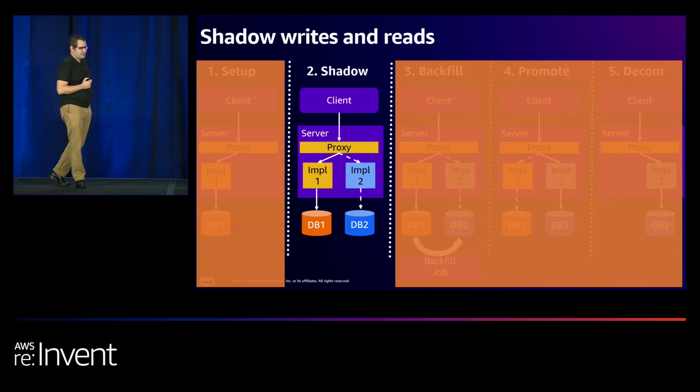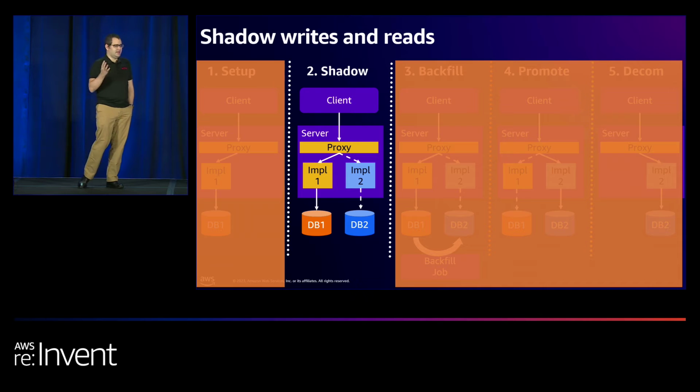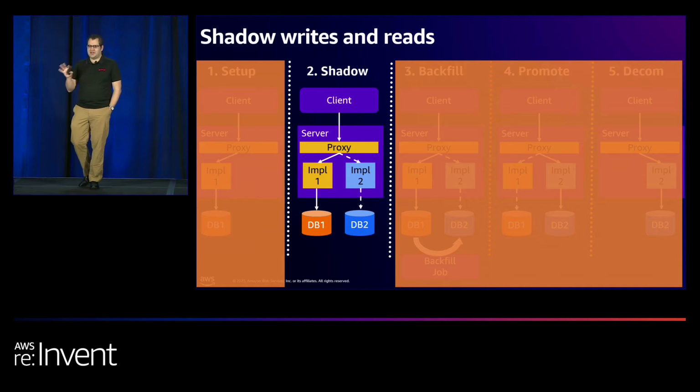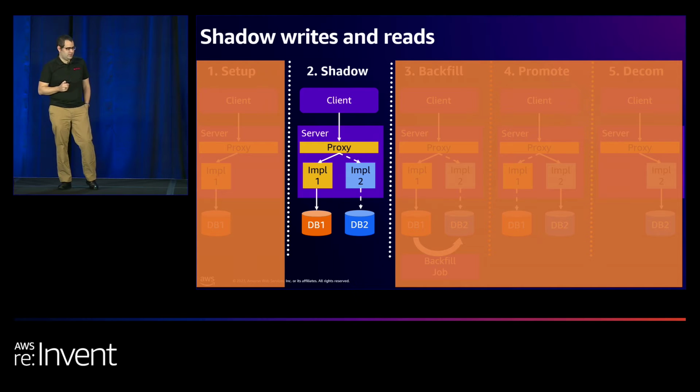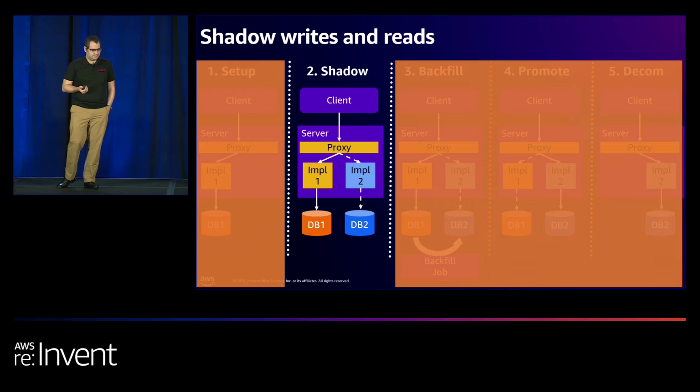Shadow traffic is where we start capturing all of the get items, put items, and scan calls, and we start sending them to the second implementation in a shadow mode. Which means that the primary implementation, implementation 1, is responsible for actually answering the client, but we're sending the traffic to implementation 2 and getting that data into the data store.